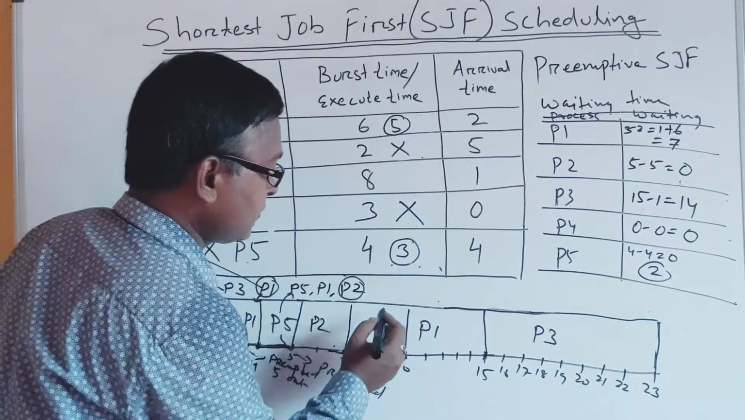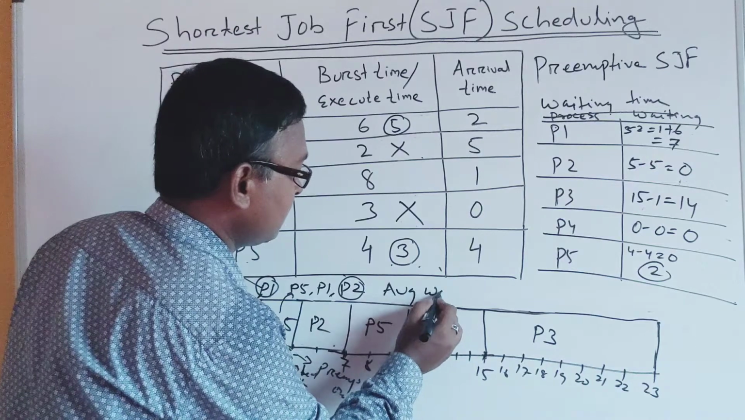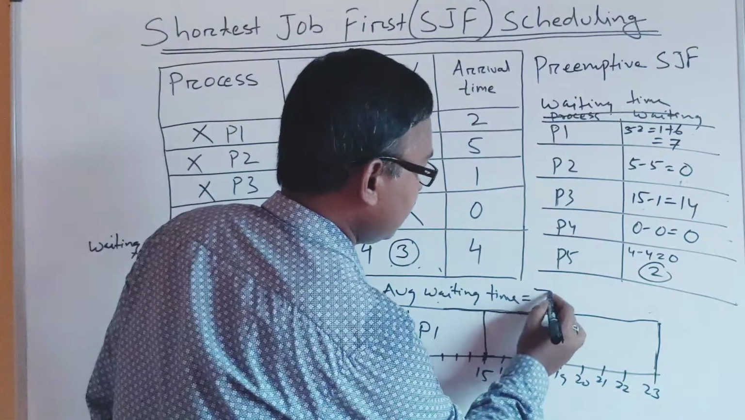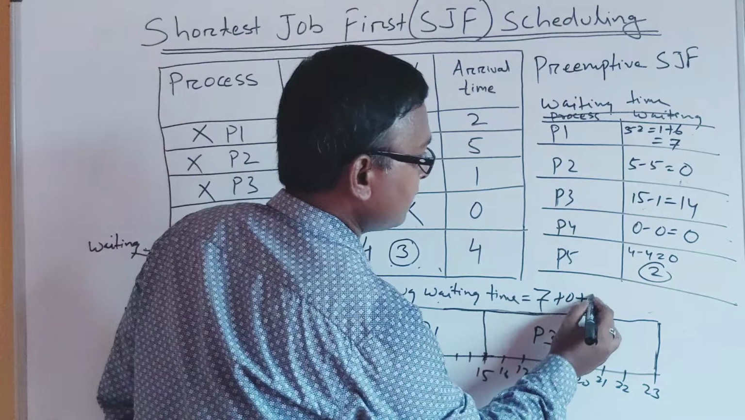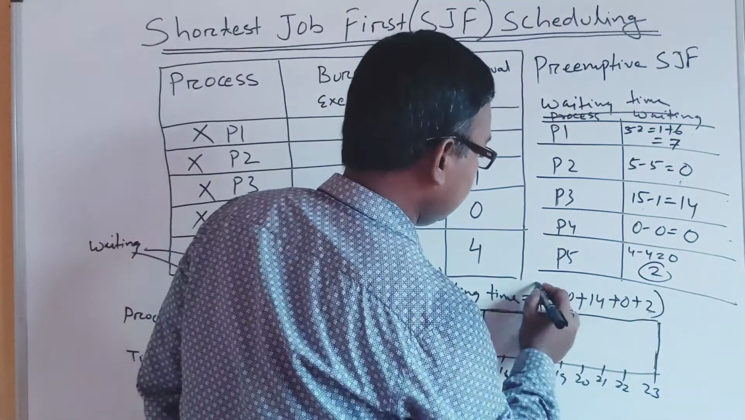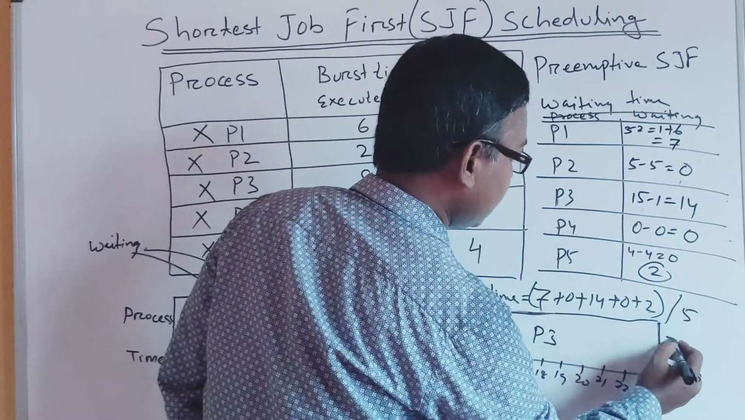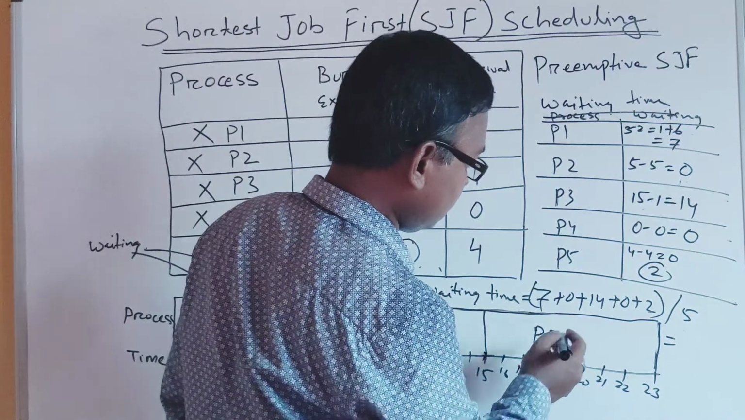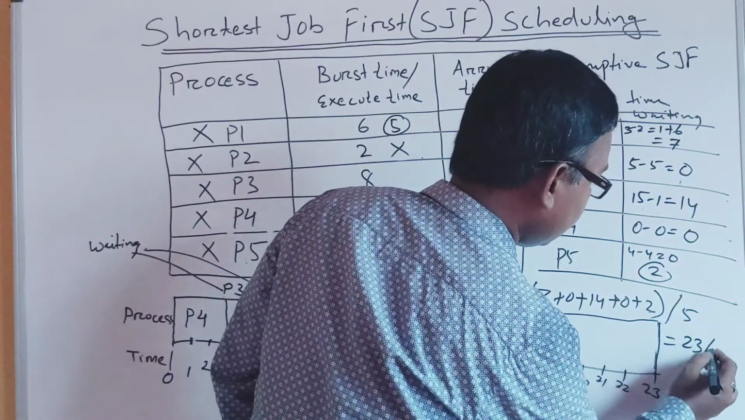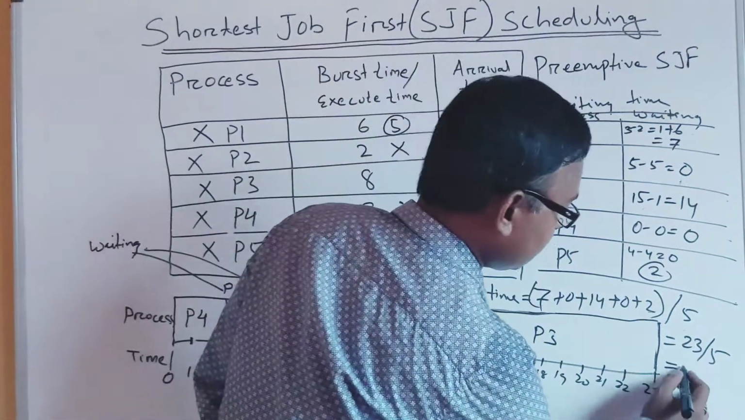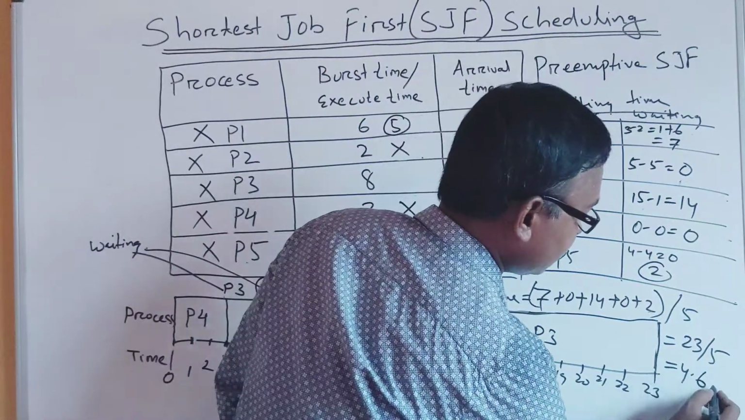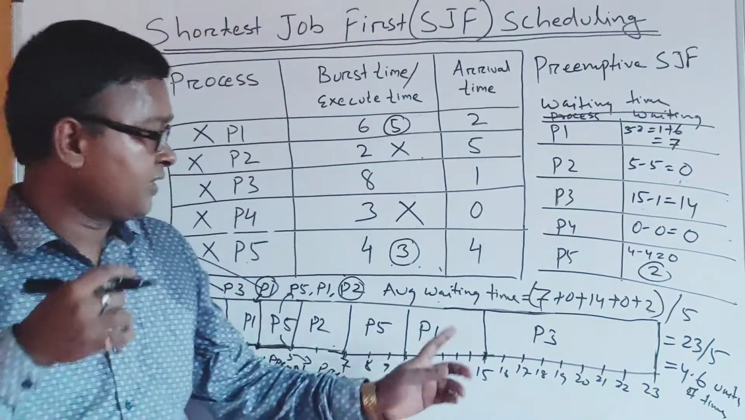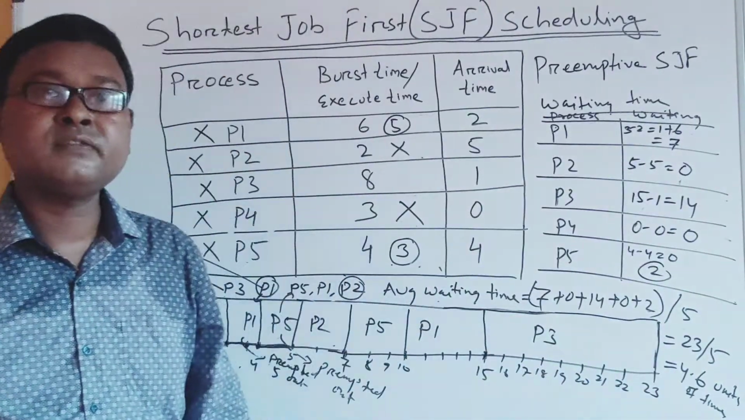Right? So right now, what is the average waiting time? Average waiting time. What is the average waiting time? 7 plus 0 plus 14 plus 0 plus 2 divided by how many processes? 5. Okay? So how much does it come to? 23 by 5. So how much? 4.6 units of time. Total average waiting time for all the processes is 4.6 units of time.